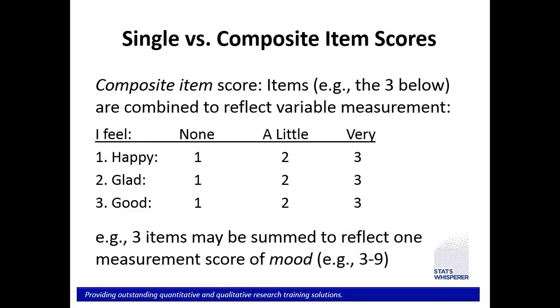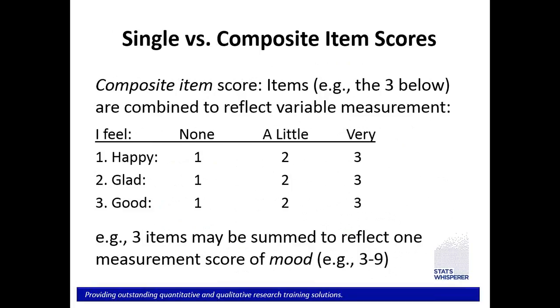Now, the composite item score is a score that's based on multiple items being combined. For example, say we wanted to measure a variable like mood. Well, mood has several dimensions, right? So maybe one item wouldn't capture the many dimensions of mood that we'd like to look at. So consider the 3 items below, which would be combined to measure mood.